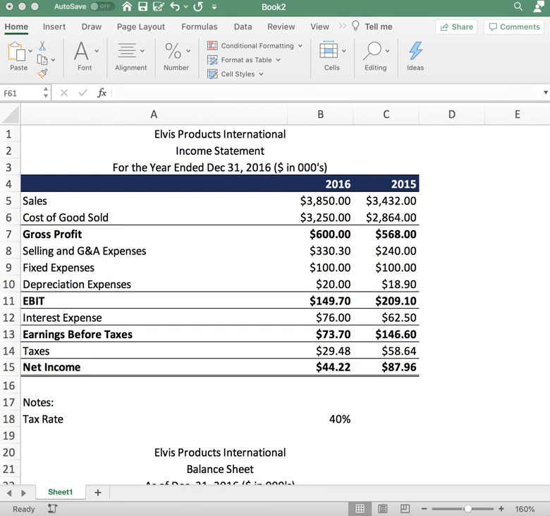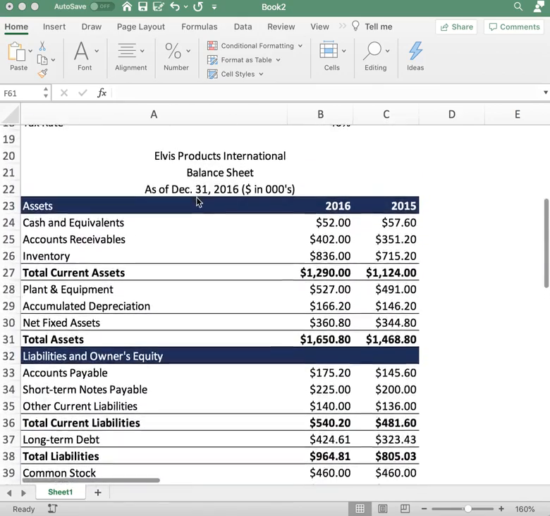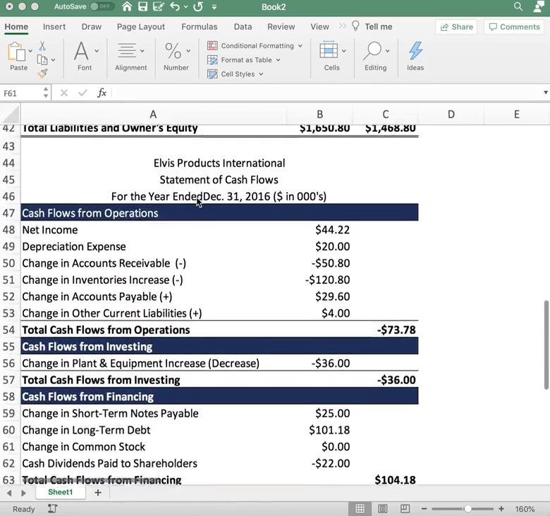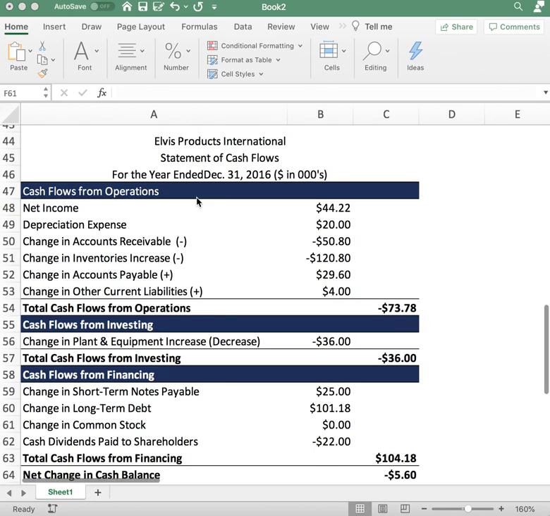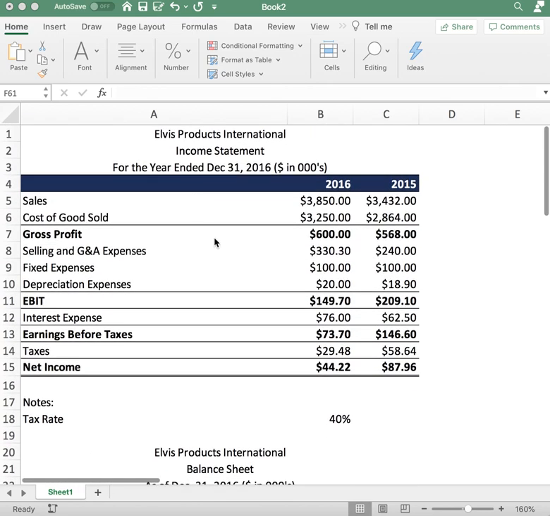So today's video, we're going to be going over the three financial statements, which are the income statement, the balance sheet, and lastly, the cash flow statement. Okay, so let's start off at the very top. The first thing you want to do is create the income statement.